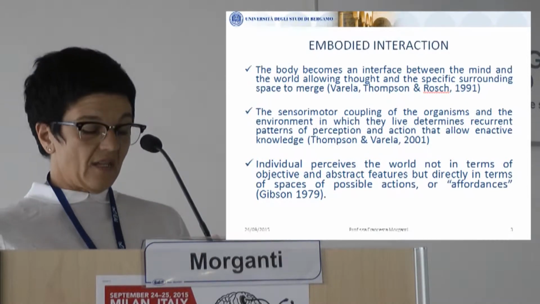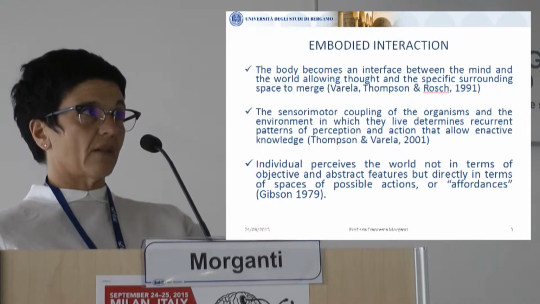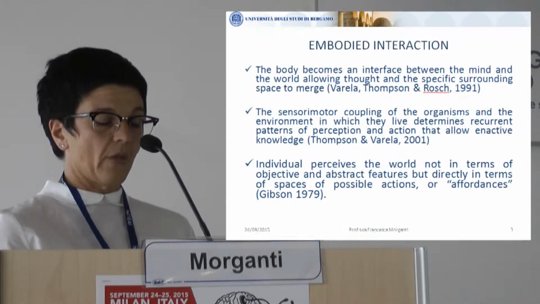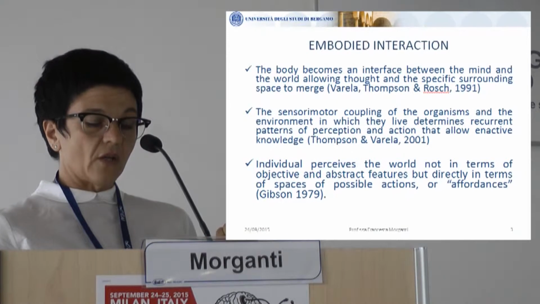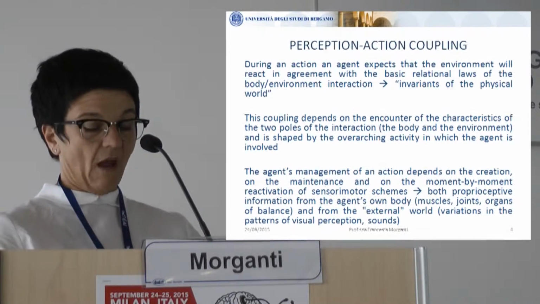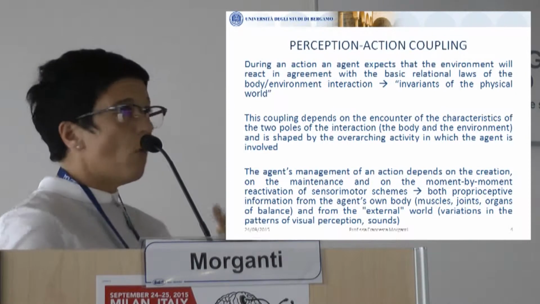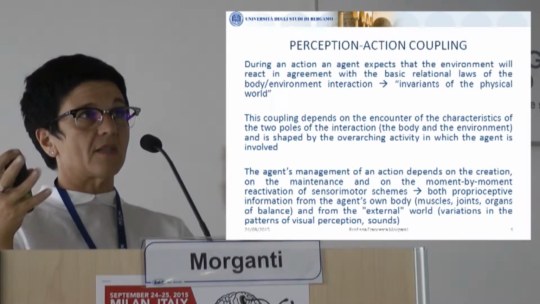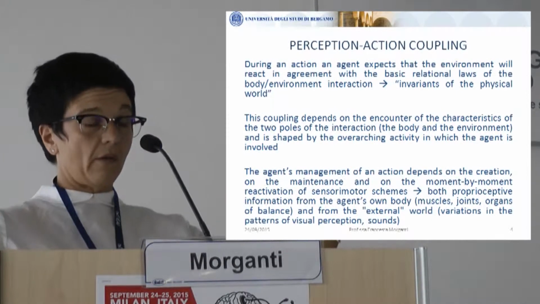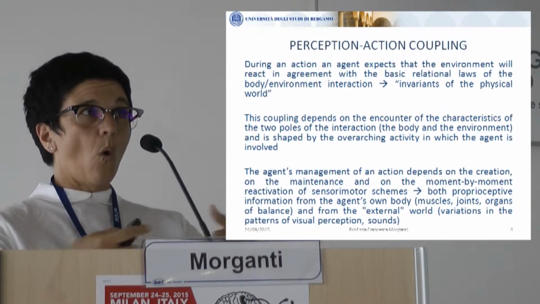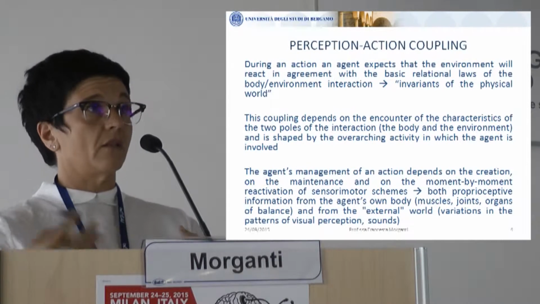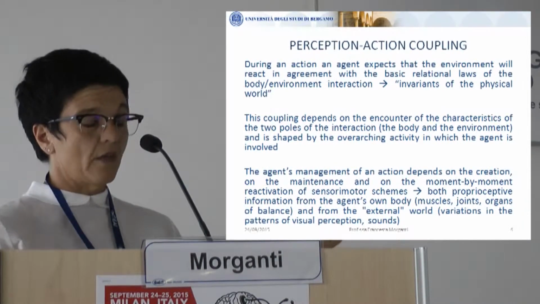The individual perceives the world not in terms of objective and abstract features and objects, but in terms of possible actions, effort, and opportunity for action. During an action, an agent expects that the environment will react in agreement with the basic laws of the body-environment interaction that we call the invariants of the physical world. When I move, I expect that the environment will remain related to my body. This coupling depends on the encounter of the characteristics of the two poles, the body and the environment, in interaction, and shapes all our activity and all our perception, and reshapes every time, if I change my objective, the idea of how I can explore and use this environment.